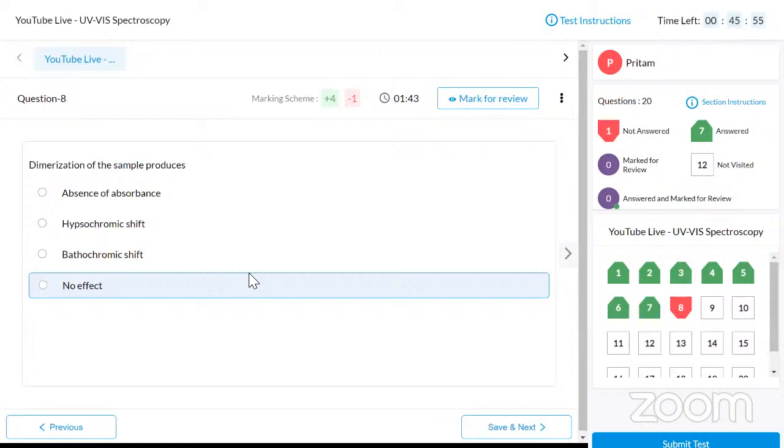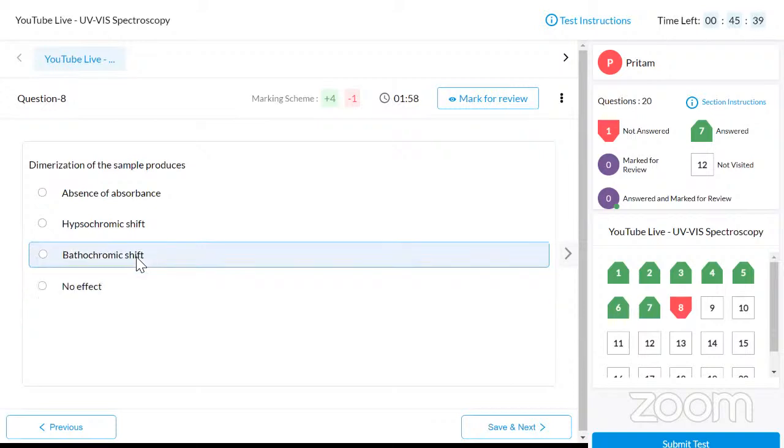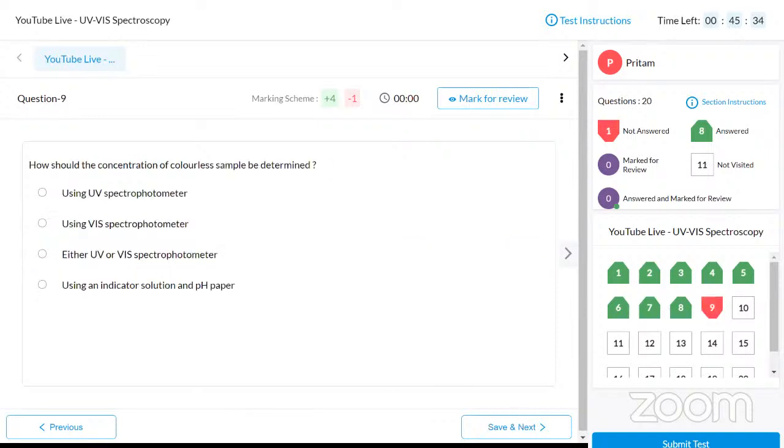And no effect means your peak in the UV spectrophotometer is not going to be detected because there has been no absorbance occurring. So option D also gets automatically eliminated. So the only possible answer which remains is option C, which is bathochromic shift. So our answer here is bathochromic shift. Moving on to the next. How should the concentration of colorless samples be determined? Option A, using UV spectrophotometer. Option B, using visible spectrophotometer. Option C is using either UV or visible spectrophotometer.